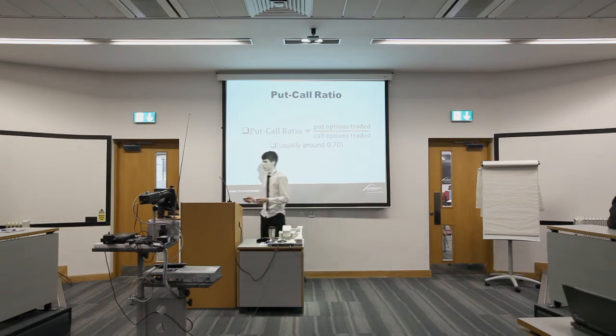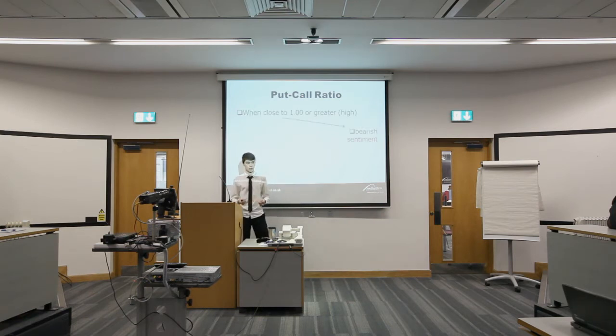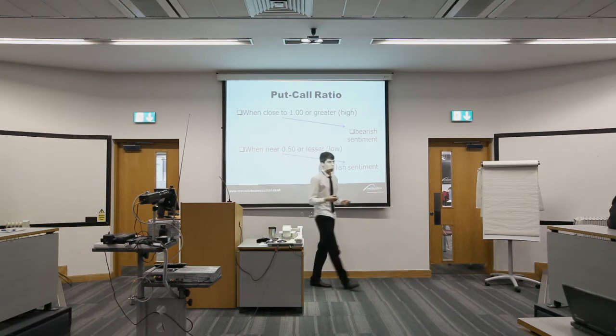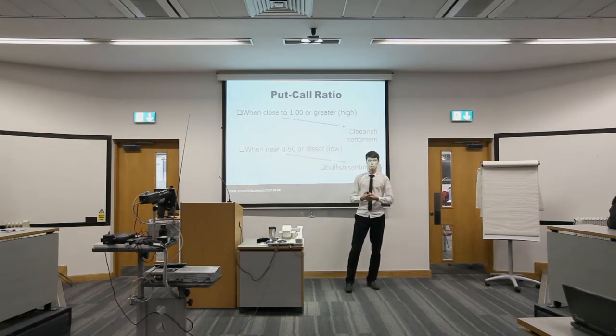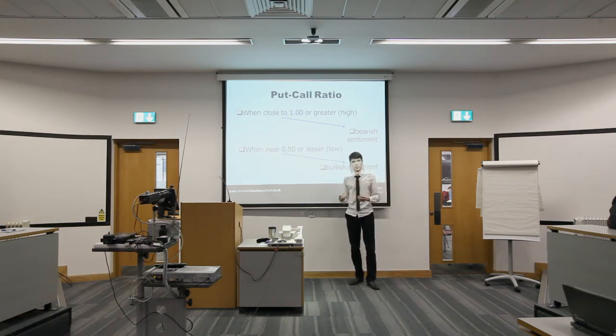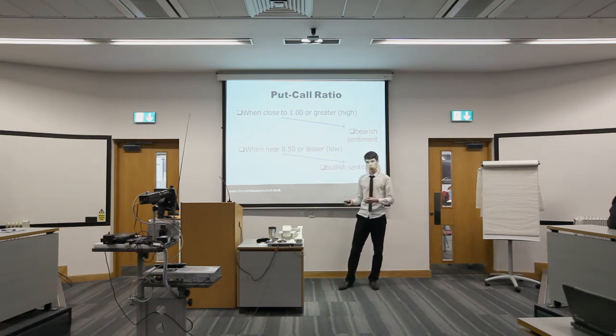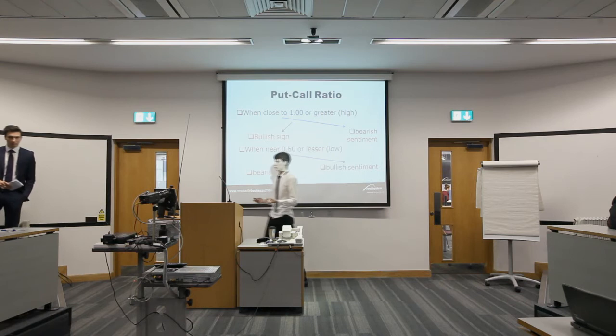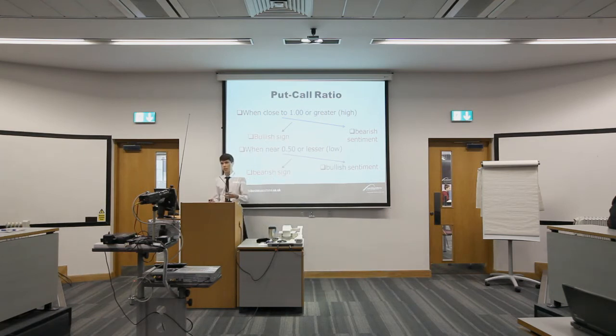But why can we use it? When this ratio is close to 1 or even greater, for the majority of people this is a bearish sentiment. And when it's near 0.5 or even less, it's a bullish sentiment. But we are talking about contrary opinions. For contrary opinion investors, this ratio helps to determine if the majority of people are too bullish or too bearish. So when the put-call ratio is much greater than 1, contrary opinion investors think the market is over bearish, so they will be bullish. And the same for the second: when it's less than 0.5, contrary opinion investors think that the market is over bullish, so it is a bearish sign for them.